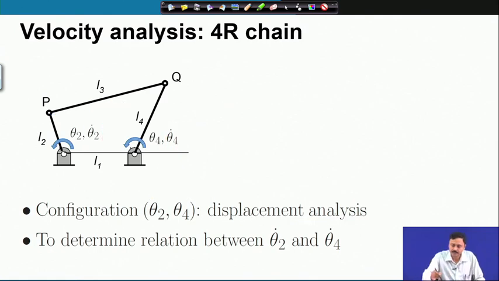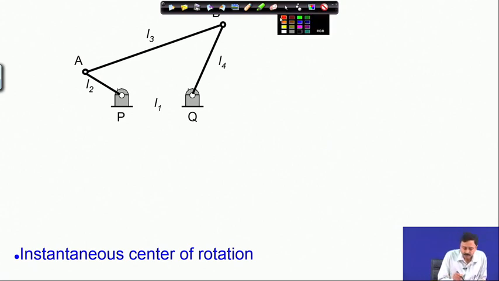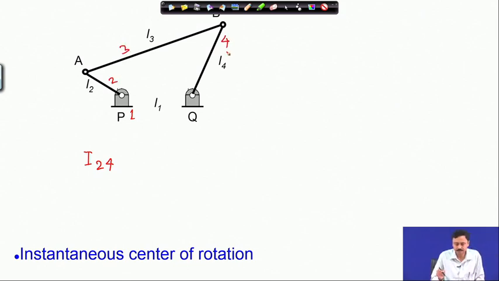So, that is the velocity analysis problem. Now, we have discussed location of the instantaneous center of rotation. Let me just tell you how we located the I 2 4. So, the ground is 1, this is 2, this is 3 and this is 4. These are the link numbers.